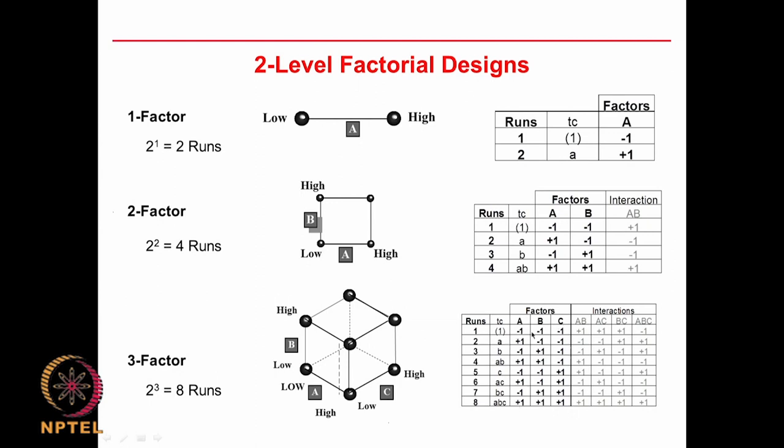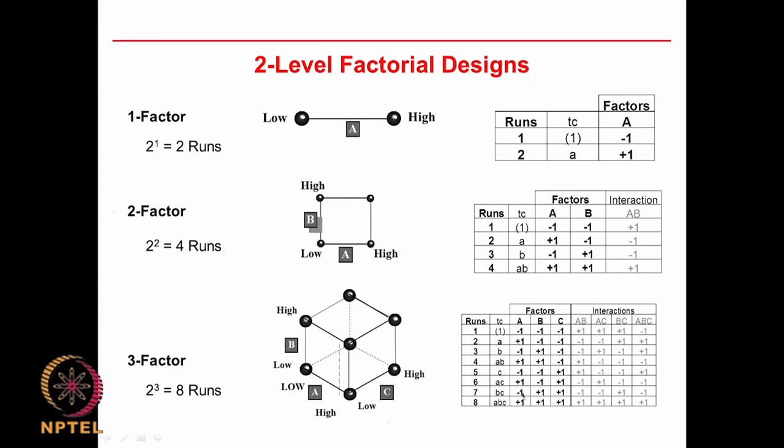Look, minus 1, minus 1, minus 1, then we put A plus 1, minus 1, minus 1, then for B, minus 1, plus 1, minus 1, then AB, plus 1, plus 1, minus 1. Now, we keep changing C: minus 1, minus 1, plus 1, plus 1, minus 1, plus 1, minus 1, plus 1, plus 1, then all of them are pluses.